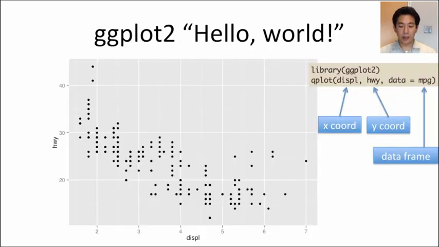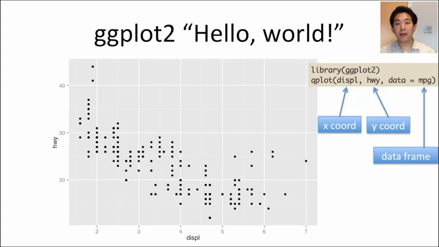So a very simple plot you can make, I call this the hello world for ggplot, is to call the qplot function. On the x-axis I had this displacement variable, which is the engine size variable. And then on the y-axis I got the highway mileage. And you can see that I specify the data frame with the data argument. So I say data equals mpg, so the data come from this mpg data frame. And so that's very simple.